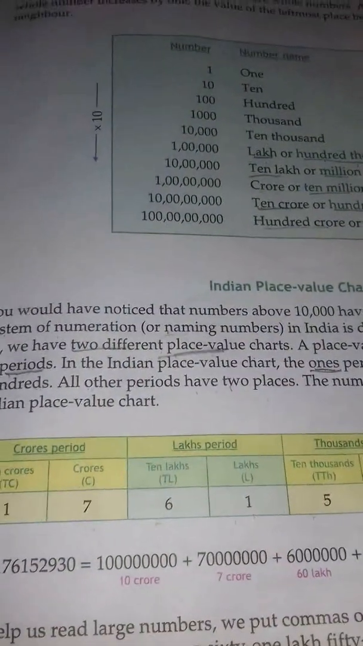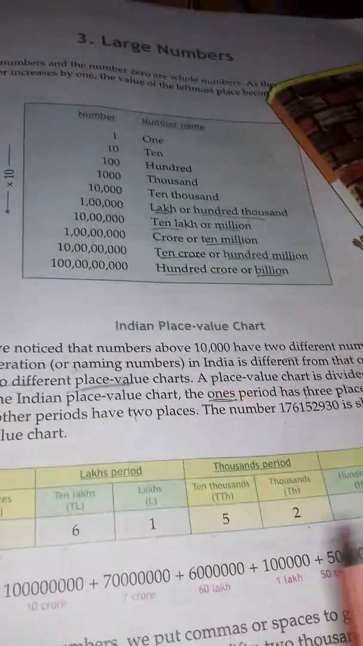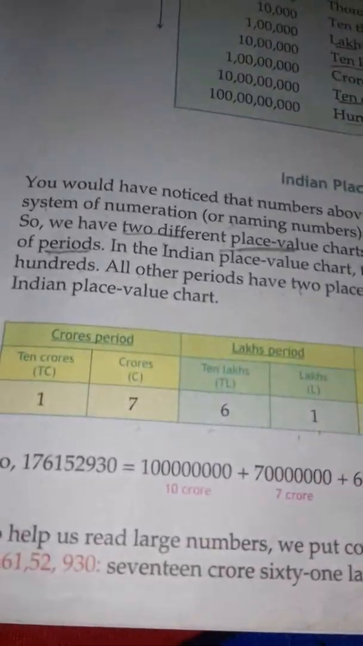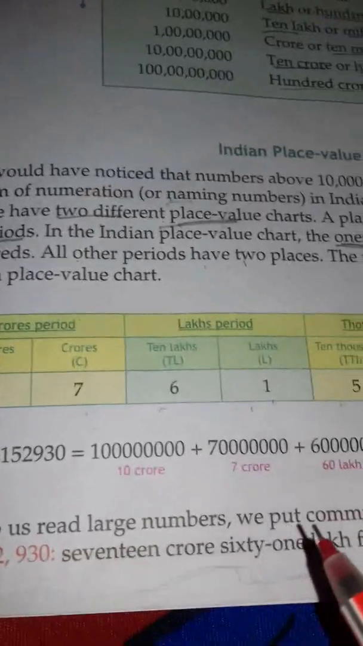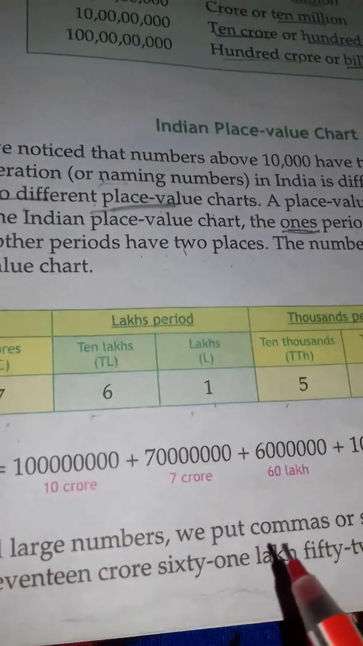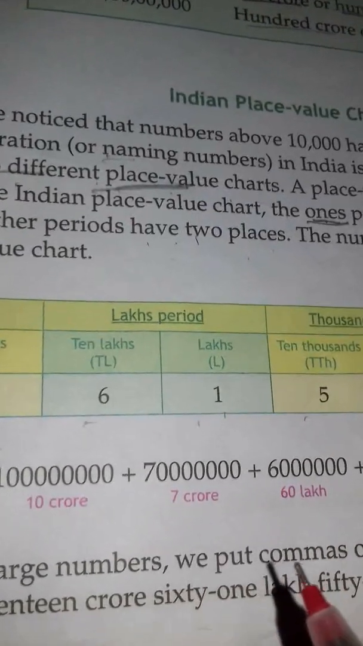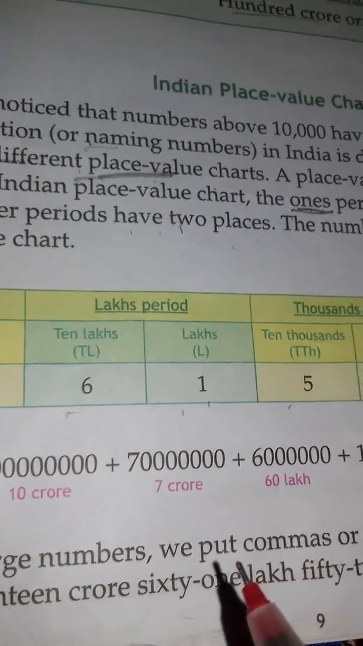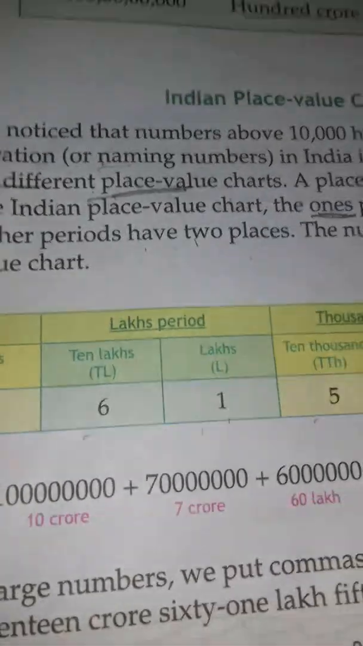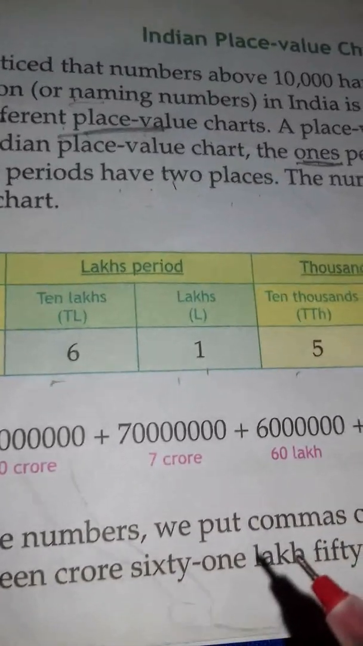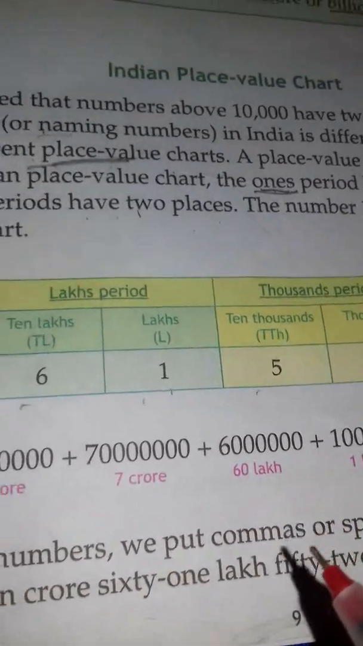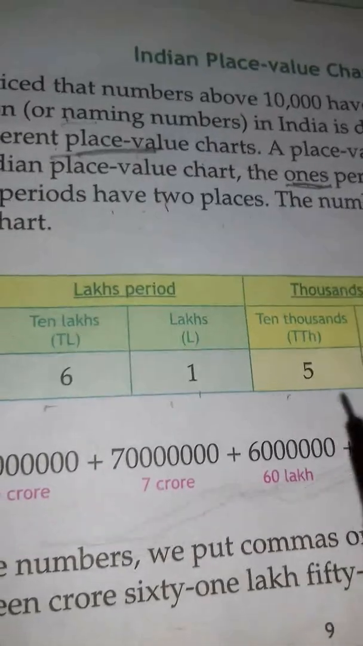So students, there are mainly two ways of writing the large number. One is by putting commas. We will put the commas in between the different periods of the digits, or we can write the digits according to their periods, separated by putting a space between the different periods.